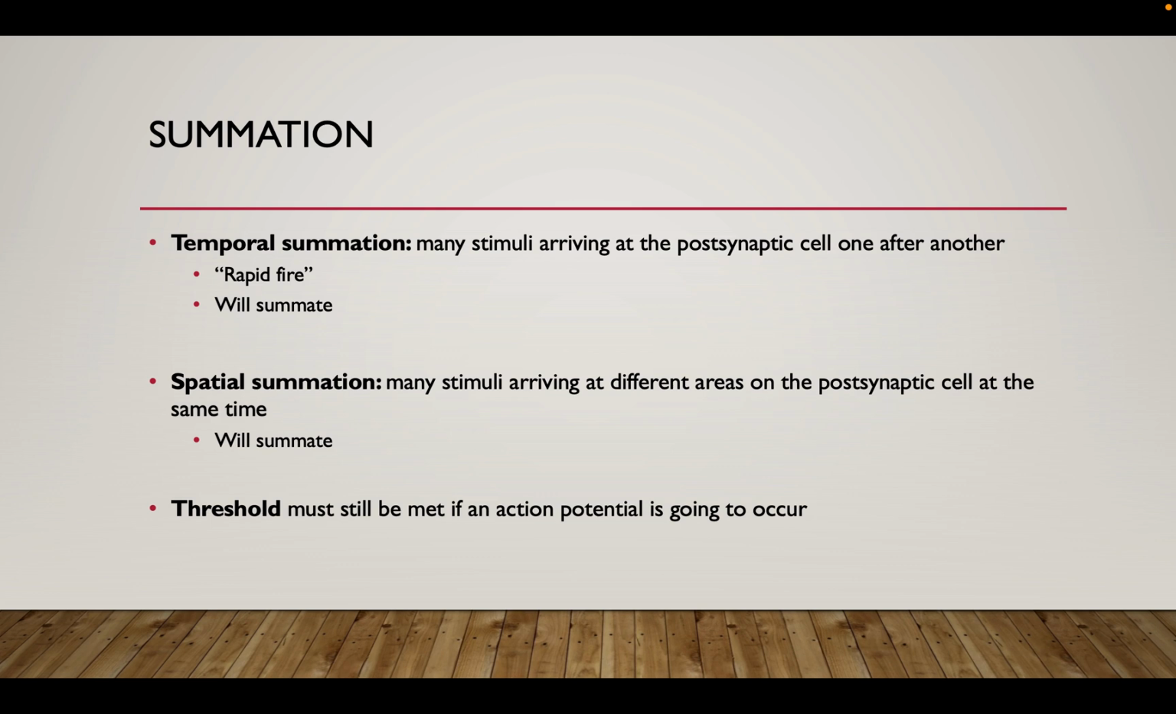Now, with spatial summation, it is kind of the opposite. Instead of one stimulus after another at one single point on a postsynaptic neuron, it's going to be spread out. So spatial, it's spaced out. Many stimuli still arriving, but at different areas on the postsynaptic neuron. Okay, but same thing. They can still summate, and we're only going to get that action potential if we reach threshold. Where? At the axon hillock. It doesn't matter if you're at threshold before that or prior to that. It only matters if you're at threshold at the hillock.